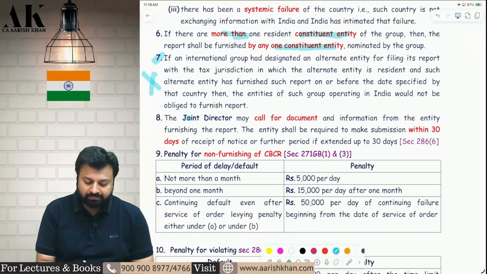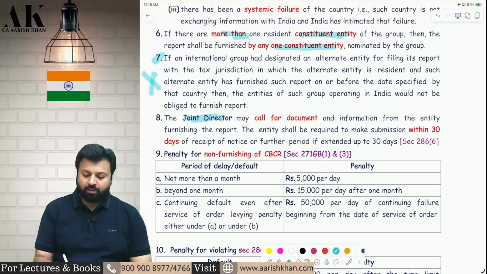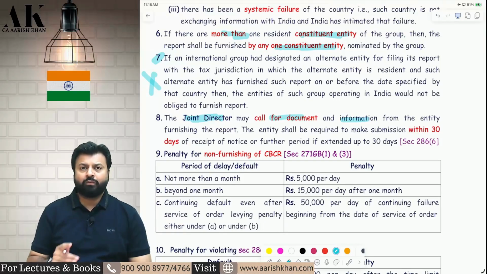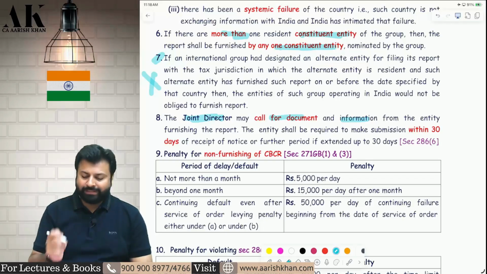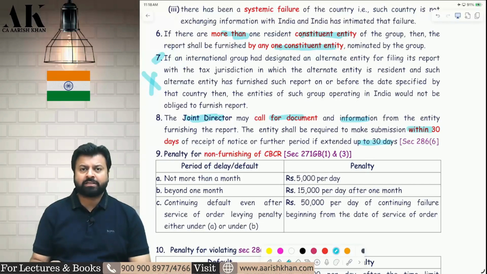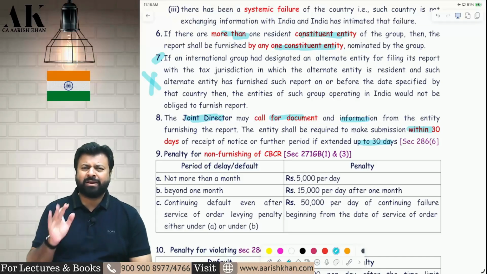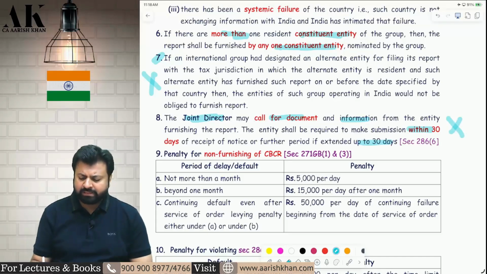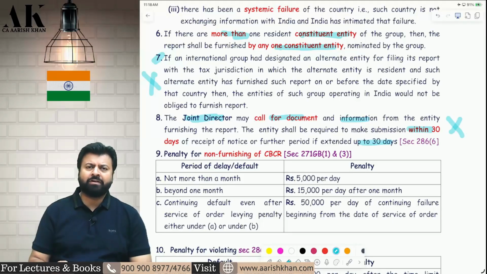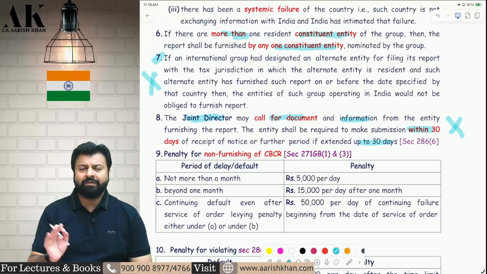And last but not least, whatever CBCR you file, to whom will you file it? You will file to the joint director. So the joint director in future may call for some documents and information to verify whether the information is correct or not. When the joint director calls for the information, you have to give the information within 30 days. Yes, you can ask for an extension of another 30 days. If required, they will give you another 30 days extension. So 30 plus 30, maximum 60 days. If you don't give the information in 60 days, there is a penalty which is going to come under 271GB.